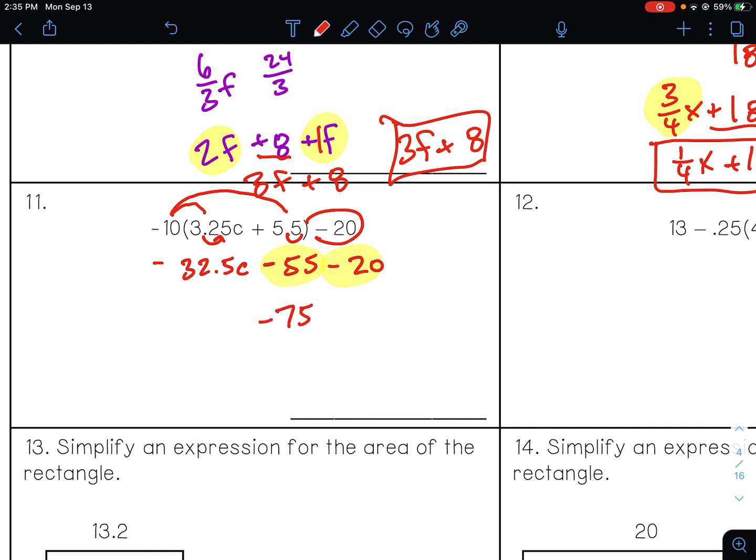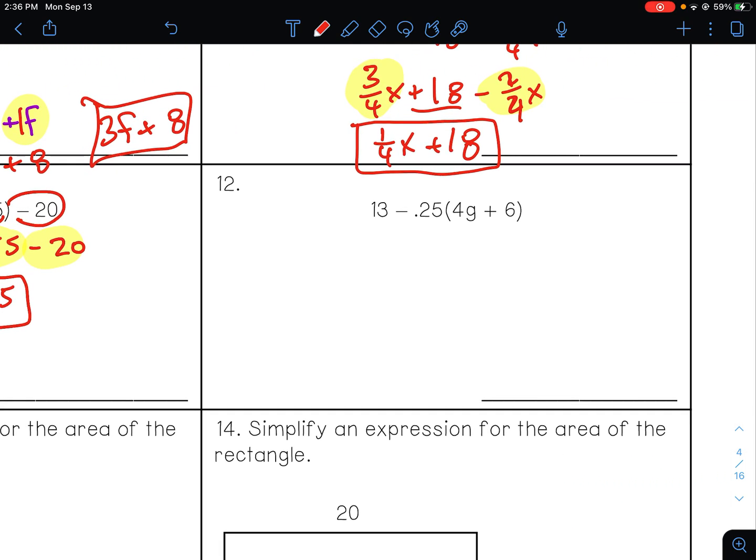Why didn't it turn positive? Well, when I multiply and divide negatives and positives, that's when a negative times a negative or a negative divided by a negative becomes a positive. When it's just negative 55 and negative 20 next to each other, like addition and subtraction, two negatives make a bigger negative and two positives make a bigger positive. All right, let me bring down the negative 32.5c minus 75. That's our answer.